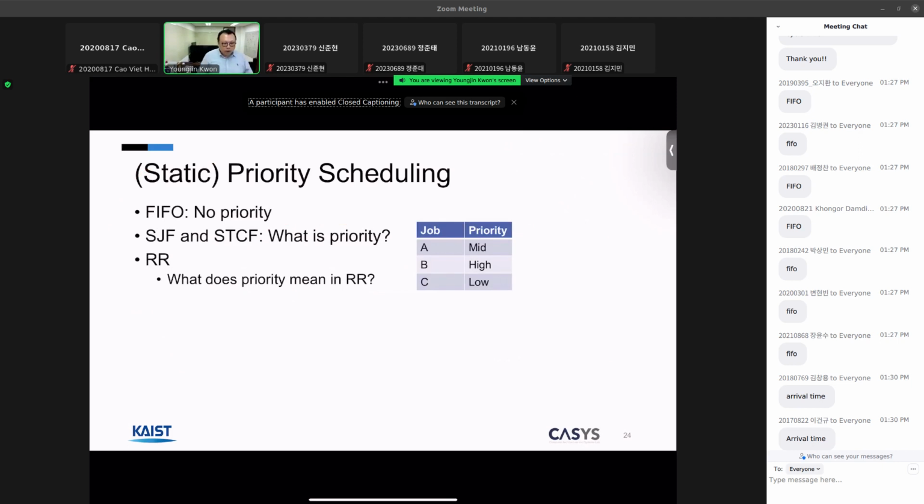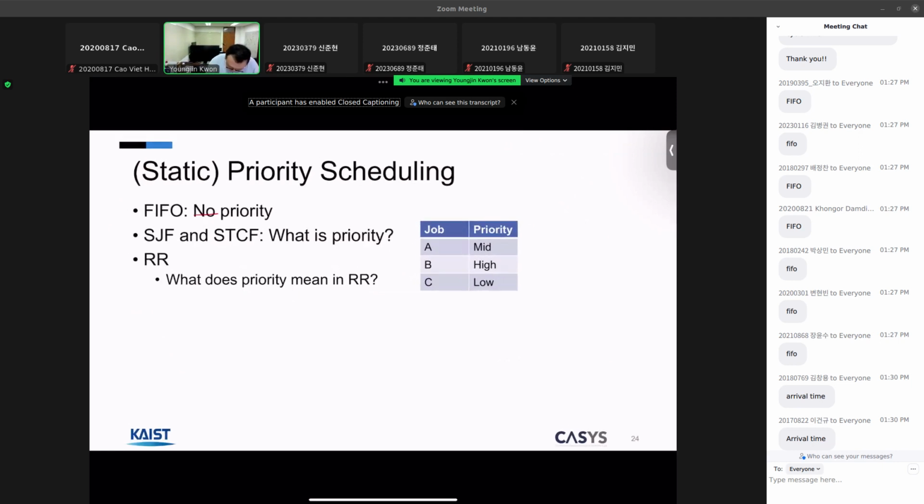All right, so what is the priority in each scheduler? In STCF, the priority is the remaining time. Then what does priority mean in round robin? Fairness.